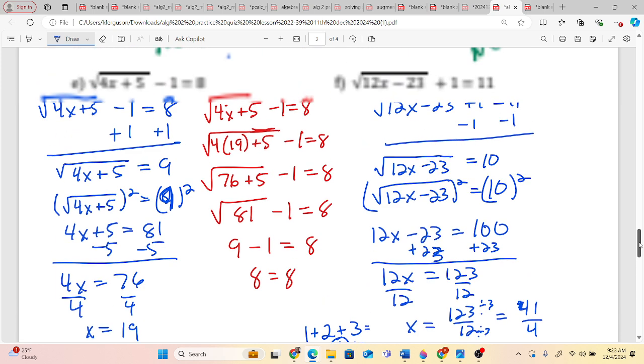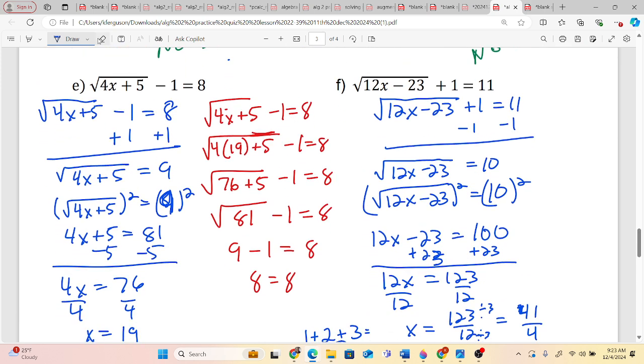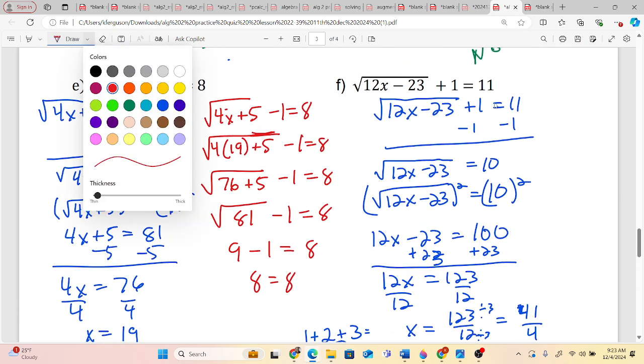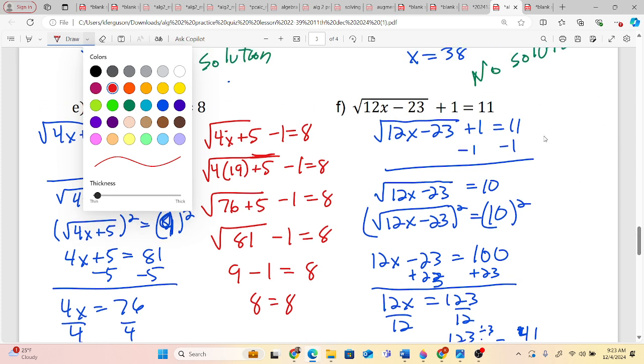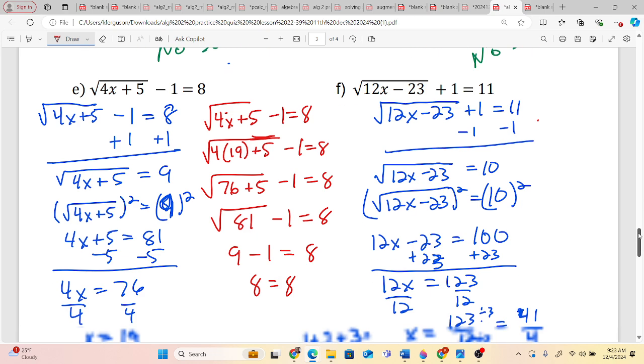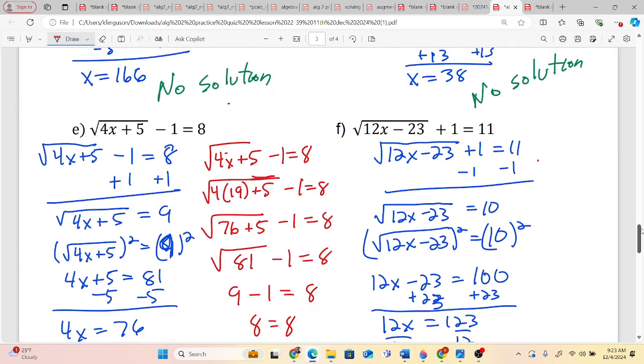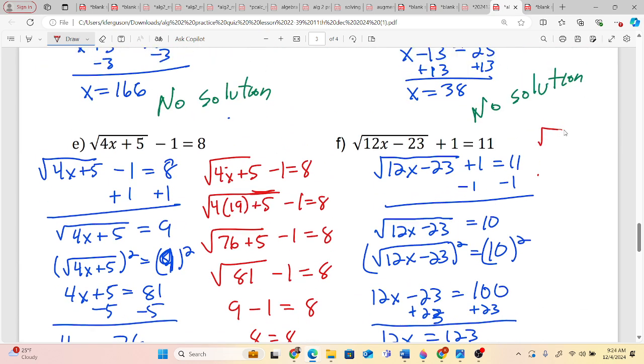Now this is where it's going to get tricky trying to prove it, make sure that it's okay. But I mean, we can. It's just going to be a little tricky. So let's see. I kind of ran out of room here. So the square root of 12x minus 23 plus 1 equals 11. So the square root of 12 times 41 over 4 minus 23 plus 1 equals 11.